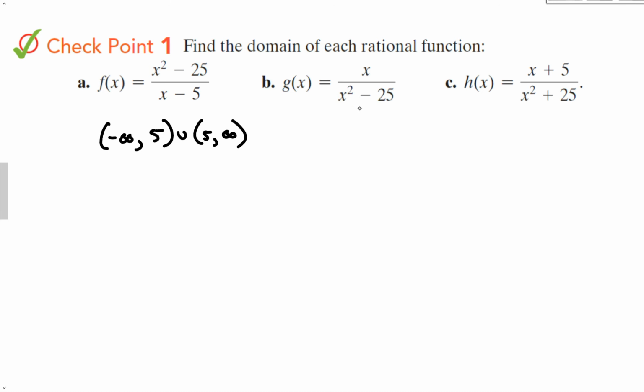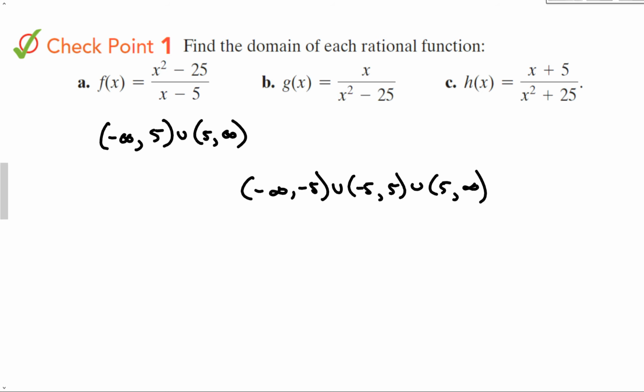Here, factor that, that's plus or minus 5. So we're going to need a little bit more room for this: from negative infinity to negative 5, from negative 5 to positive 5, oh, need a union, and from 5 to positive infinity.